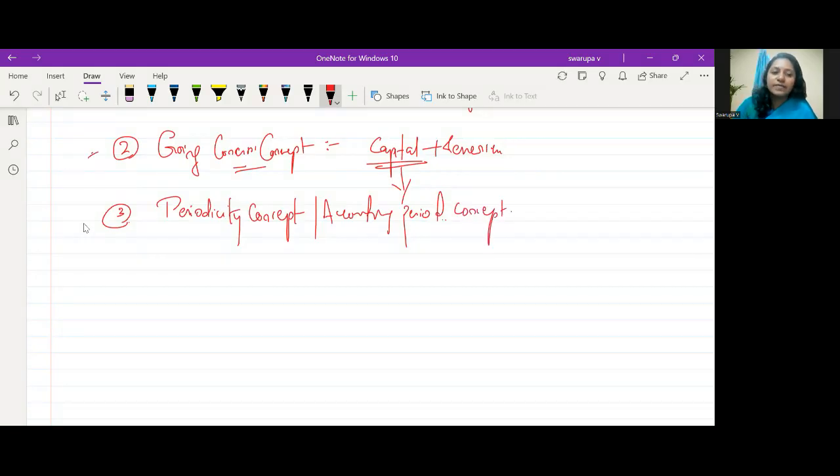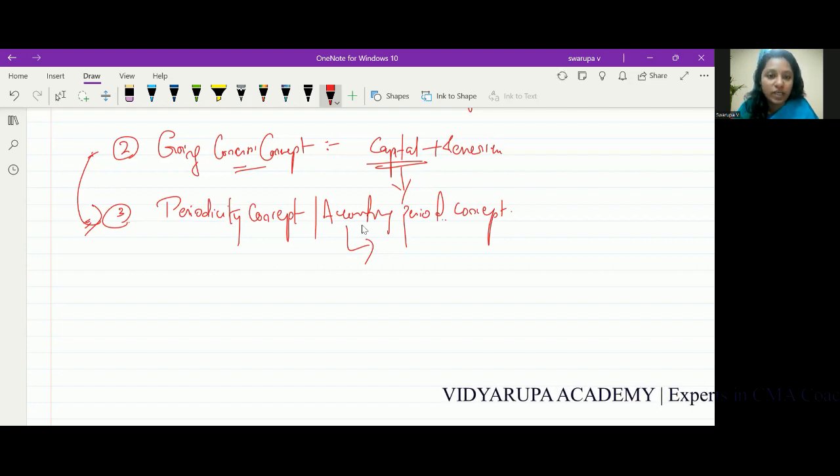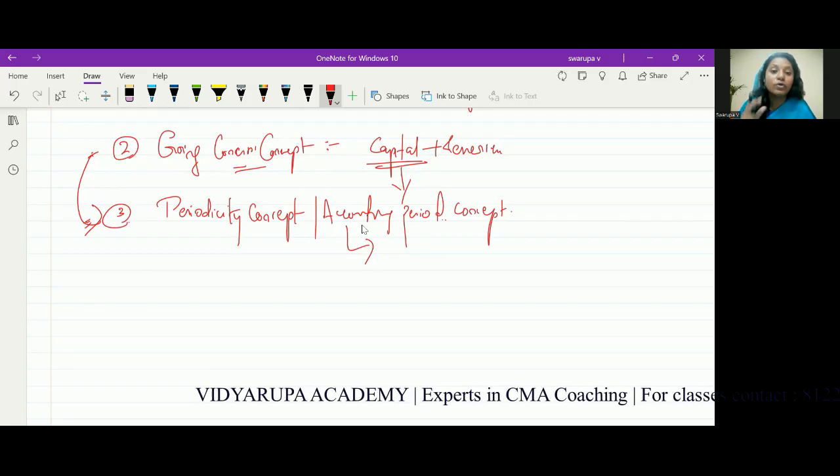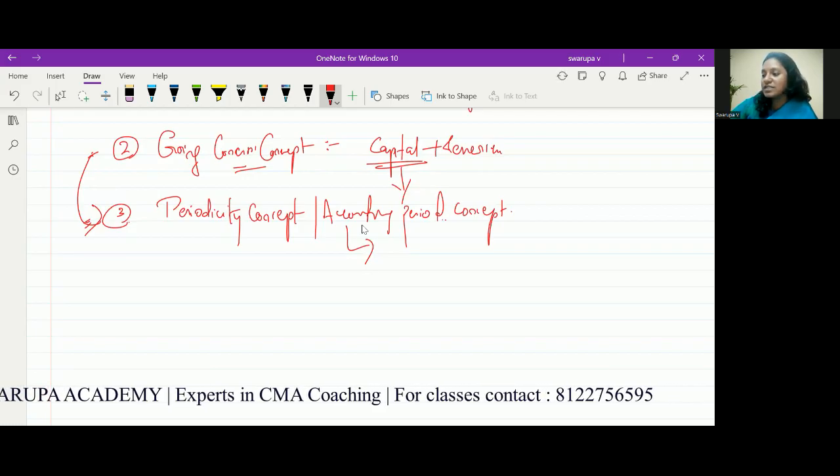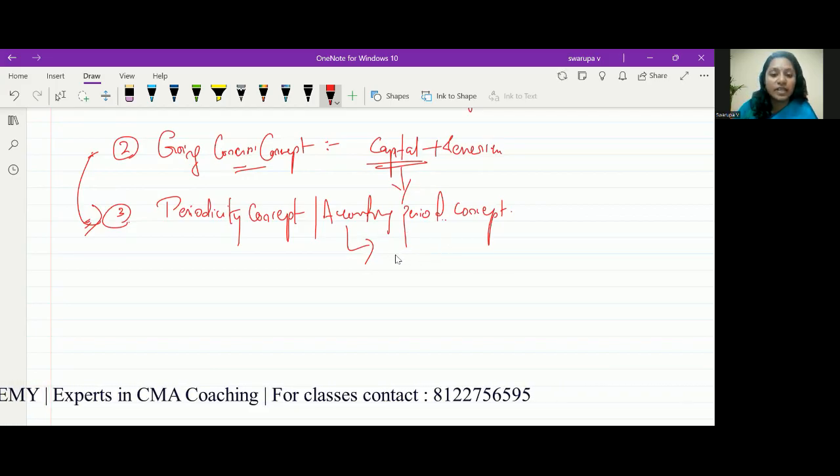Now the second concept and the third concept are related. A business, we say that it is going to continue in future. If someone asks about our financial position, how the business is going, whether it is going well or not, how will we reply to that? So for a particular period we need to prepare the financial statement, profit and loss account. For a particular period, the balance sheet as on one date we need to prepare. Then only we will know whether there is profit or loss, how the business is functioning. That is the periodicity concept or accounting period concept.